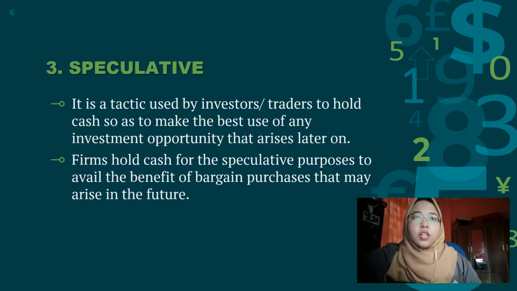And then firms hold cash for speculative purposes to avail the benefit of bargain purchases that may arise in the future. For example, perhaps the company wants to acquire a competitor or a supplier and thinks they will have the chance soon. Or maybe management sees the opportunity to purchase raw material or repurchase their stock at a significant discount. These possible future opportunities are based on speculation rather than reality. Thus, they are the speculative motive for management to hold cash.